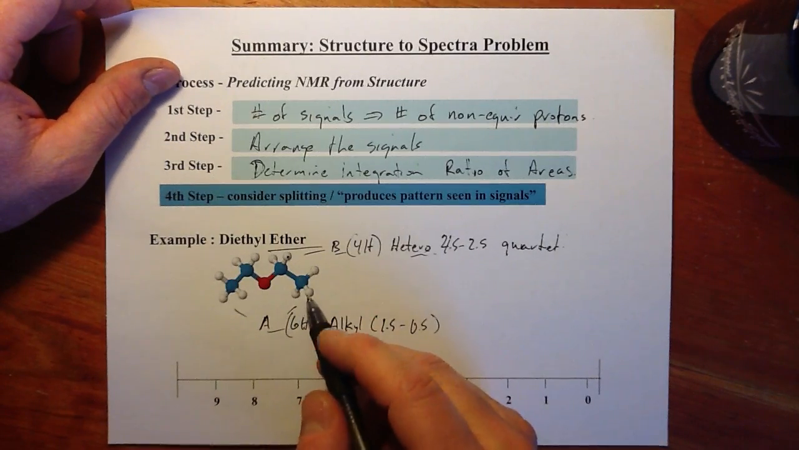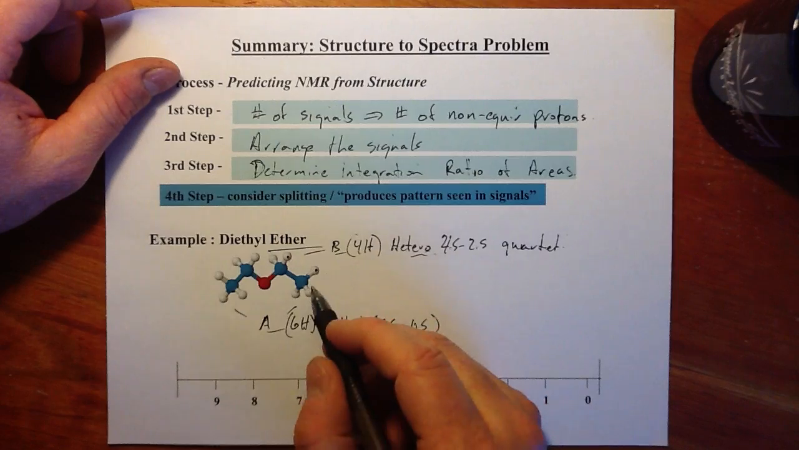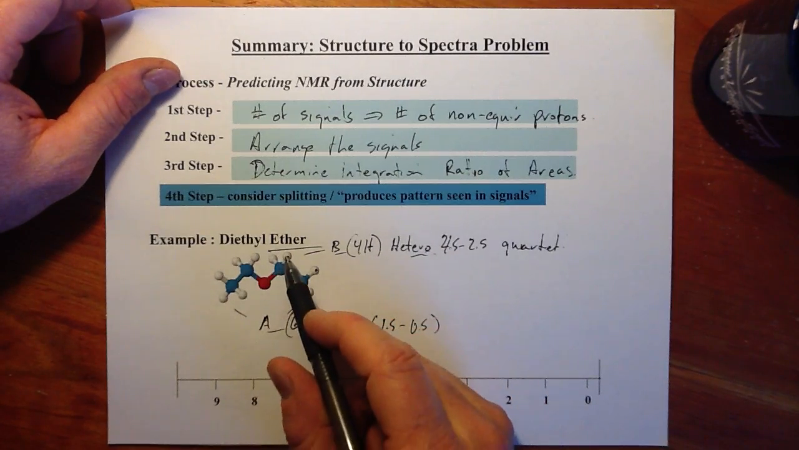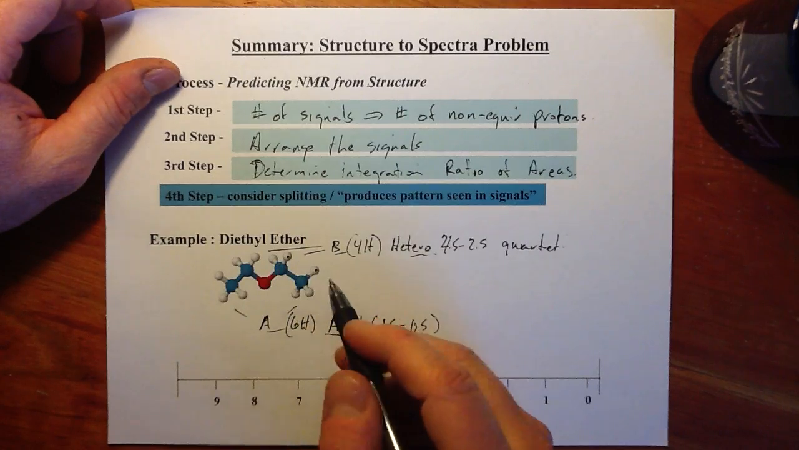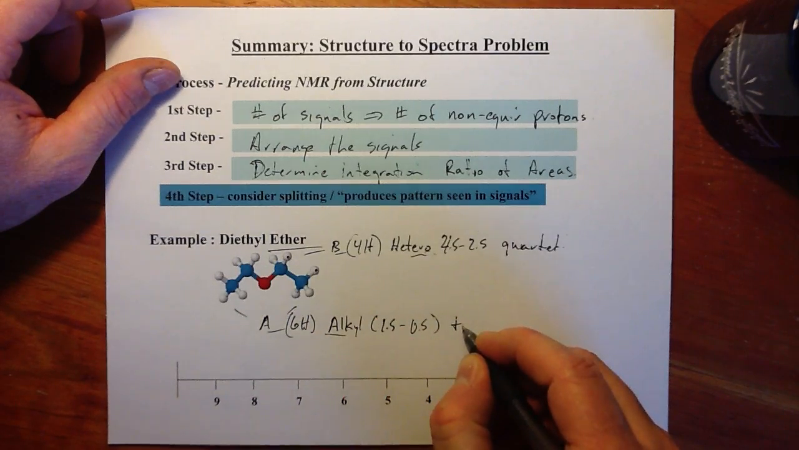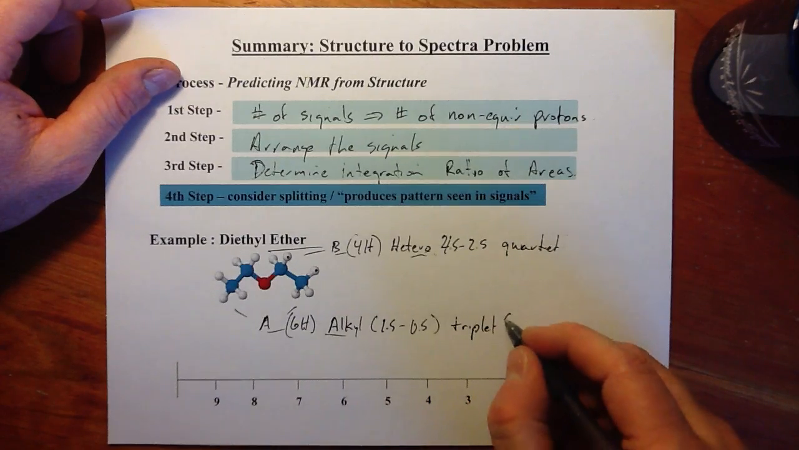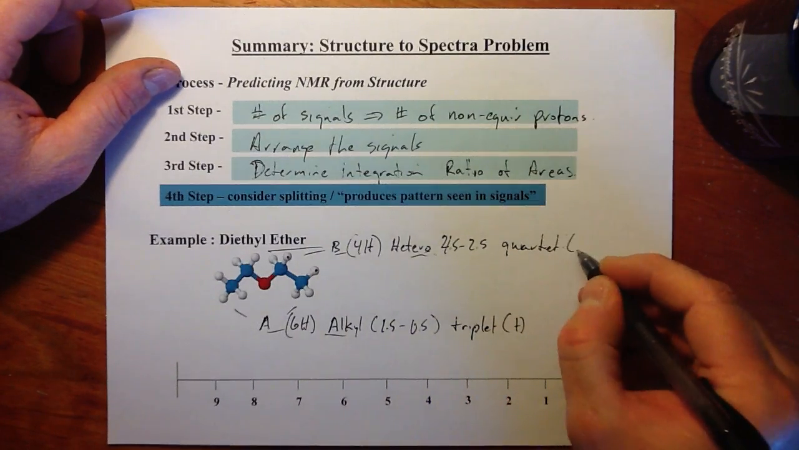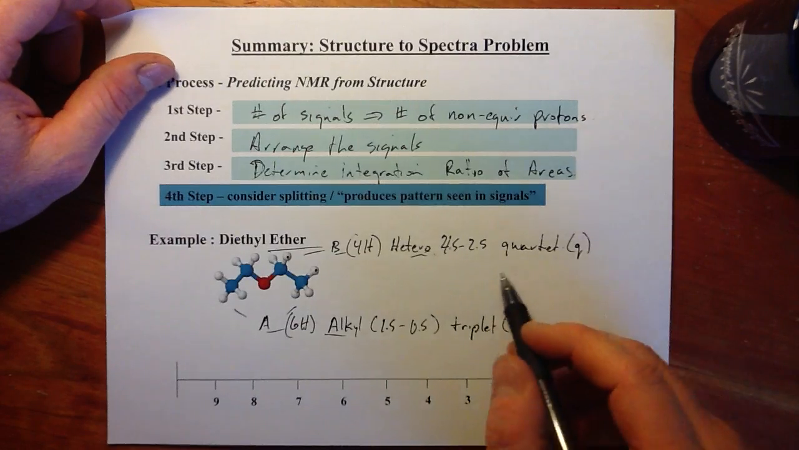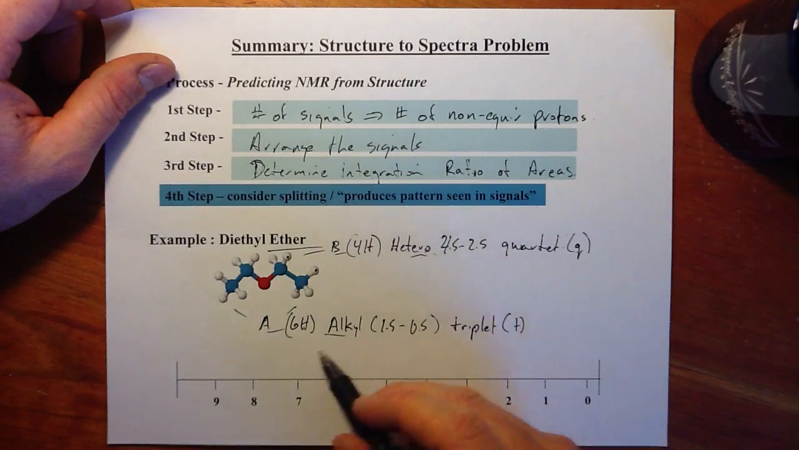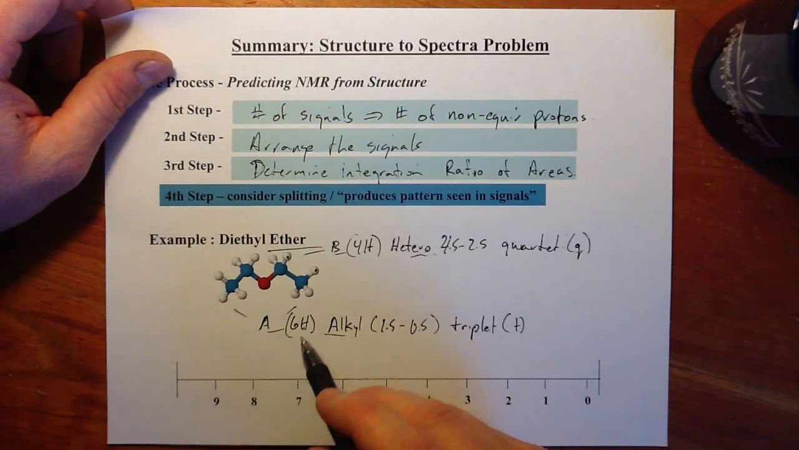Now for A, we can do the same thing. Take a representative of any one of the 6. So I can take this one. I take a walk. 1, 2, 3. And it has 2 neighbors. So I'd expect a triplet. Now you'll sometimes see just a noting of its splitting in text by having a Q or a T along the text describing protons within a structure.